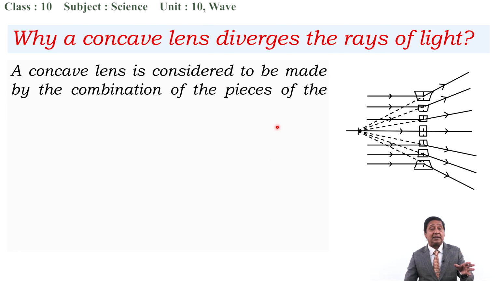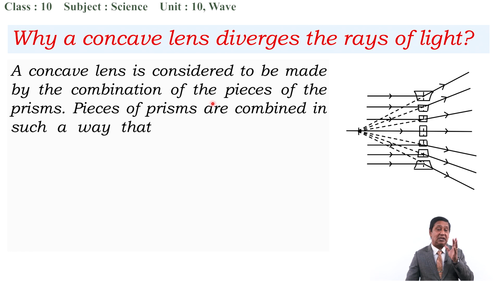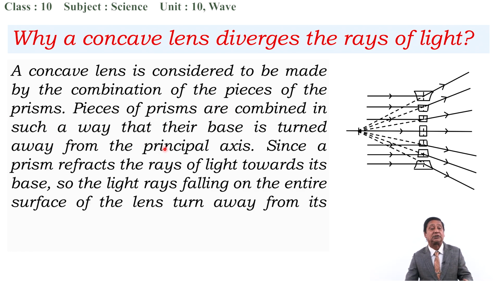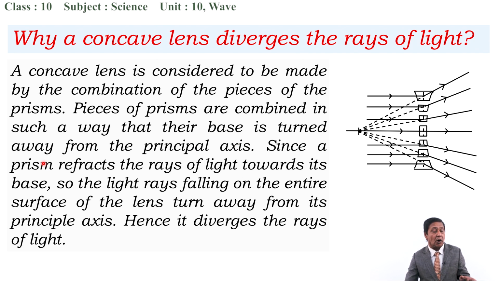It can be expressed like this. A concave lens is considered to be made by the combination of pieces of prism. Pieces of prisms are combined in such a way that their base is turned away from the principal axis. In this case, just the opposite, bases are turned away from the principal axis. Since a prism refracts the ray of light towards its base, the light rays falling on the entire surface of the lens turn away from its principal axis. Hence, it diverges the rays of light. This way we can answer.